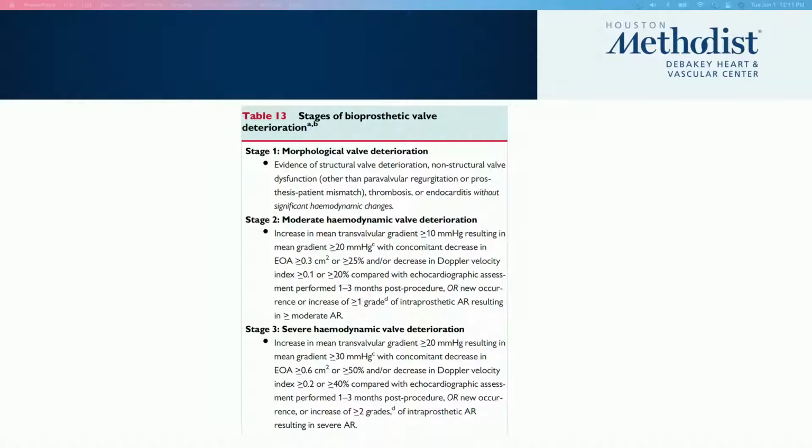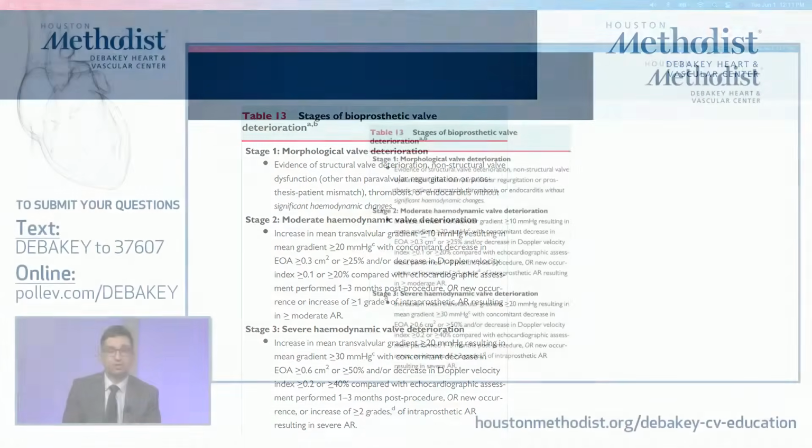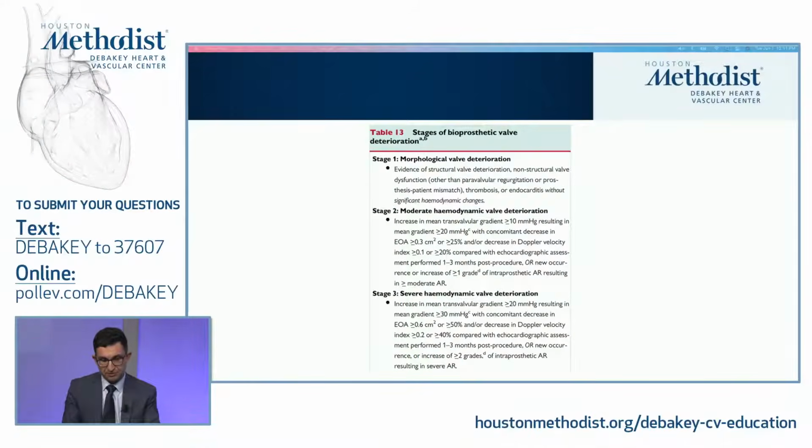This is more significant in the severe category, or stage 3, which is a mean transvalvular gradient increase of more than 20, with a baseline gradient increase of more than 30, a reduction in the effective orifice area of more than 0.6, and more than 50% reduction in the DVI of the valve. So for our patient, he's currently in a stage 1 category of valvular dysfunction.